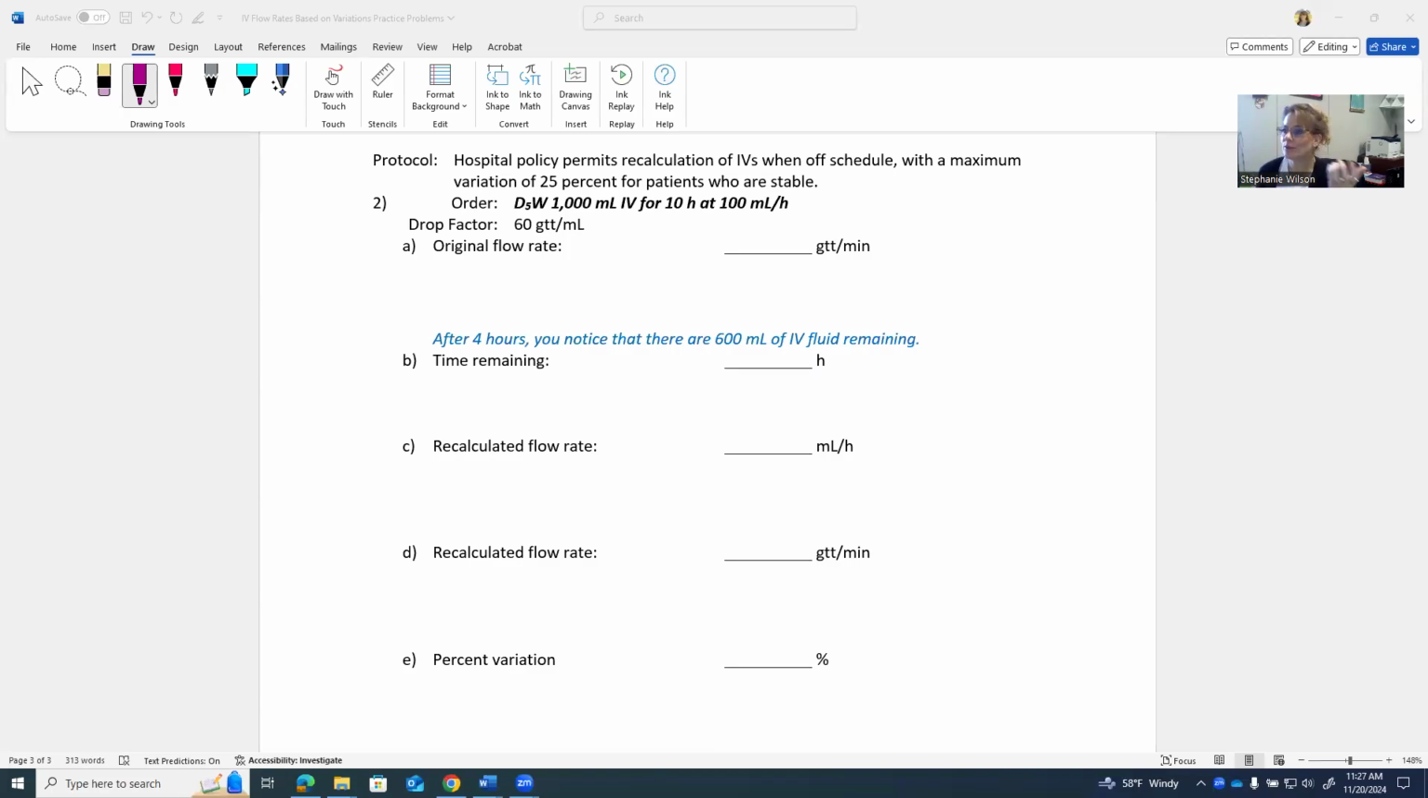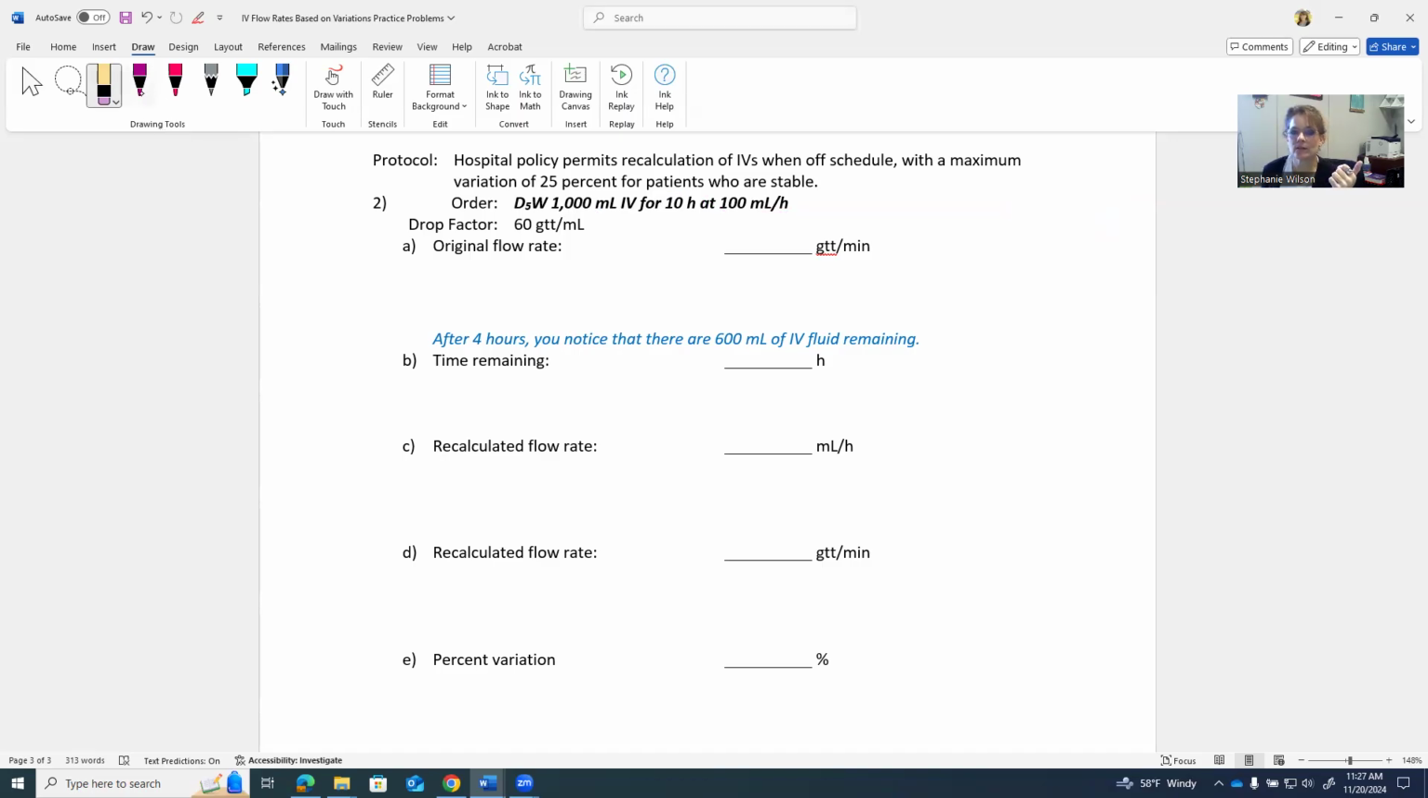Hello. So I'm doing another example on variations, and I wanted to dig just a little deeper. What if we had been given the volume and the flow rate, but we didn't know the time? So let's take that total volume and divide it by 100 milliliters per hour. Not 1 hour. When we do that, we end up with 10 hours. So that's how you can calculate your time. If you're ever in question, that's how you calculate the time.